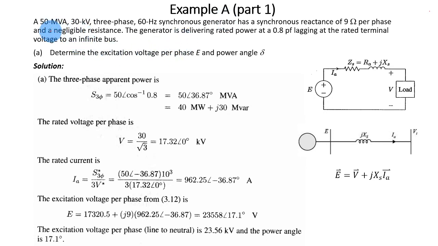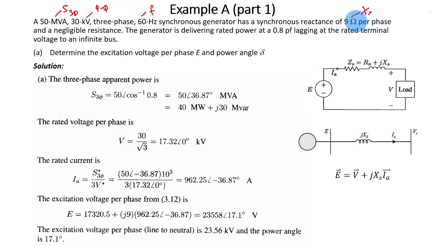So you have a 50 MVA, 30 kV, three-phase, 60 Hz synchronous generator. So S here is 50 MVA, the three-phase power, and the voltage 30 kV is a phase-to-phase voltage. The frequency is 60 Hz. The synchronous generator has a synchronous reactance of 9 ohm per phase and a negligible resistance. So basically the synchronous reactance XS is 9.